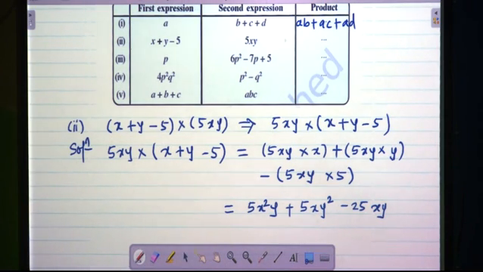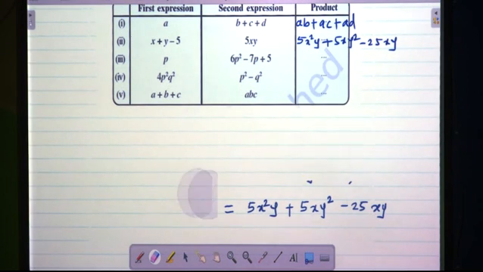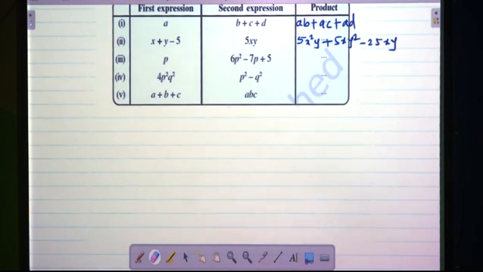What is it? 5x square y plus 5xy square minus 25xy. Now, let us see the third sum. What is the third sum? First expression is p, second expression is 6p square minus 7p plus 5. Let us solve it.